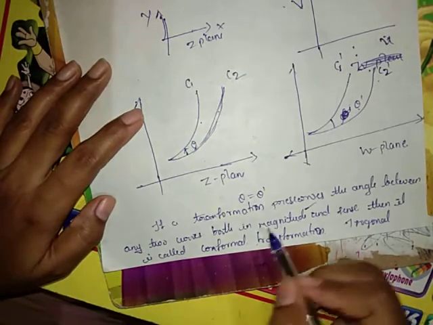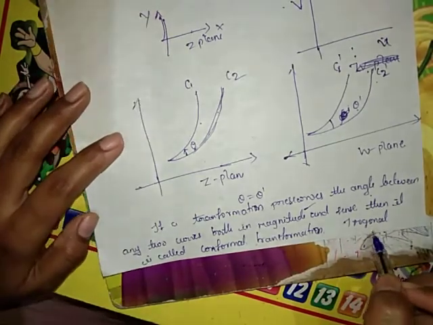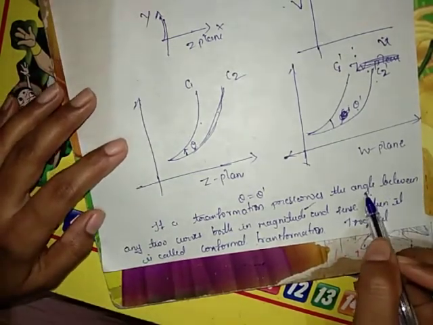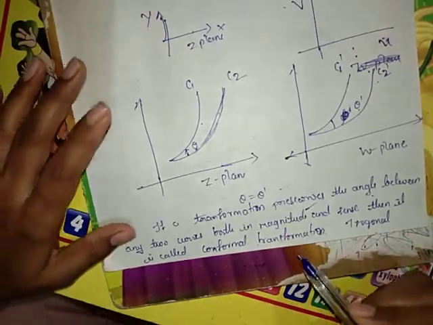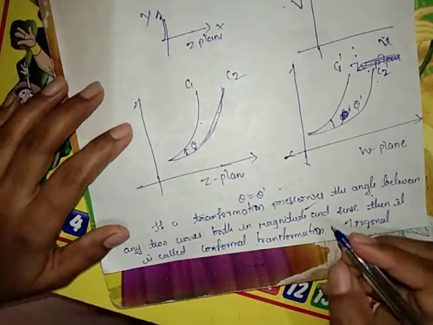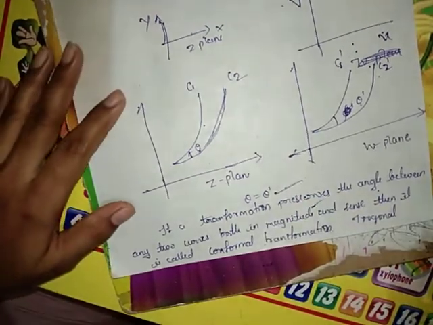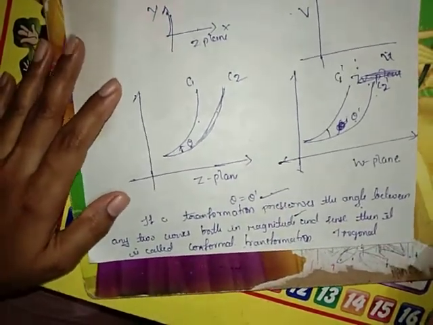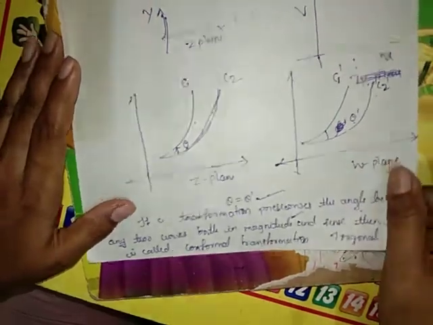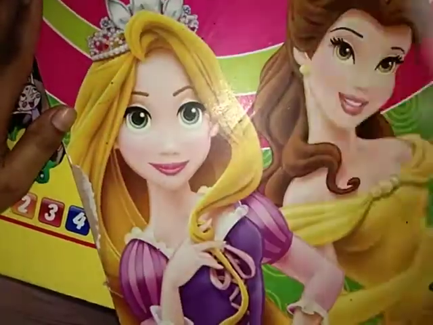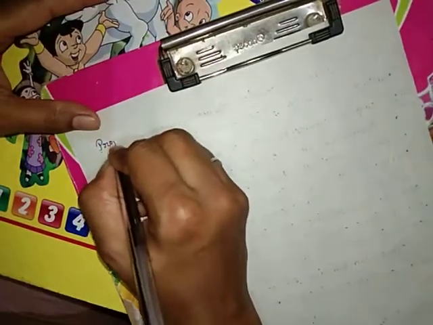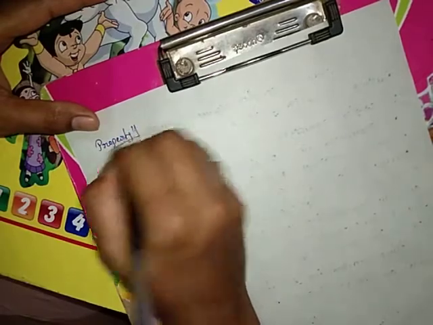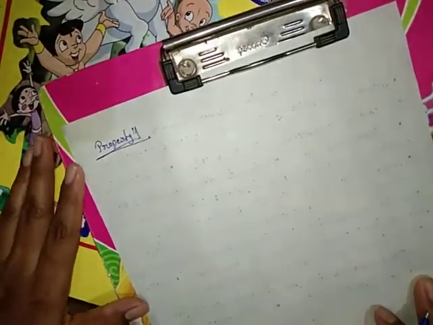Clear? If only magnitude is preserved, that is isogonal. If angle, magnitude and sense are all preserved, then it is called a conformal transformation. You can also take it as theta equal to theta dash. Now take up one theorem based on this theory, but there is no proof of that property. Simply, the property is stated.